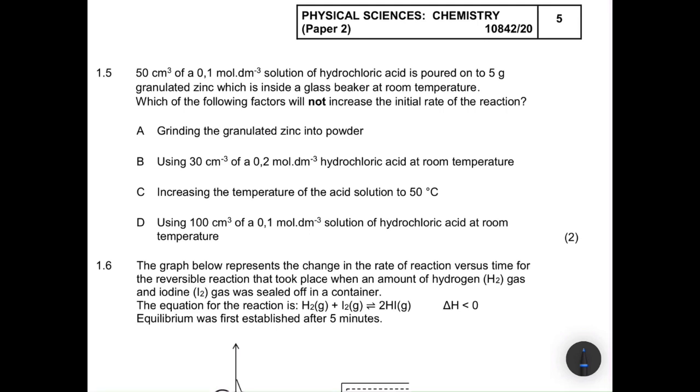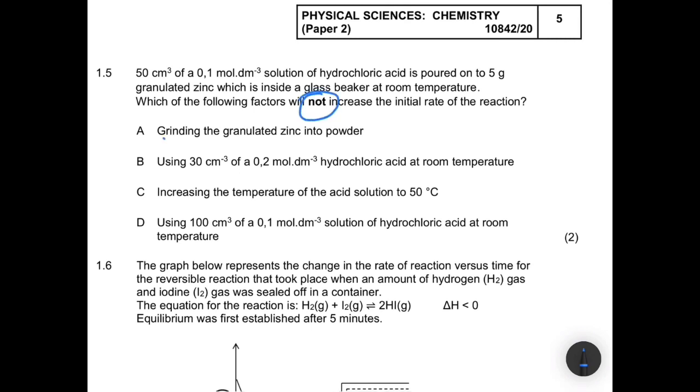I've done a video on rate of reactions and factors that affect that. So if you want to watch that, you can go to the playlist titled rate of reactions and watch that video. But let's answer our question here. So the keyword, which is in bold, right? Which factor will not increase the initial rate of the reaction?